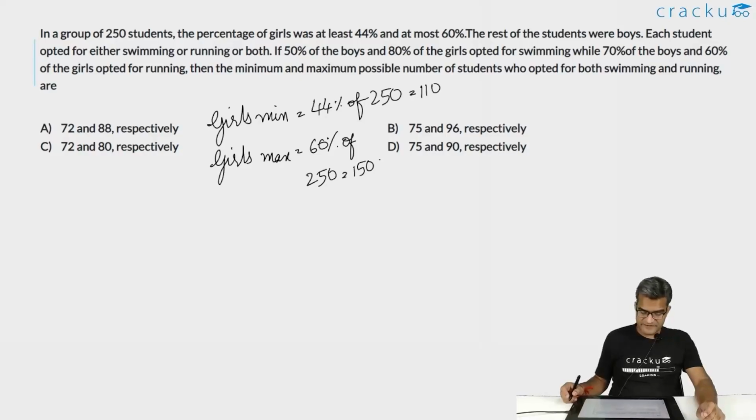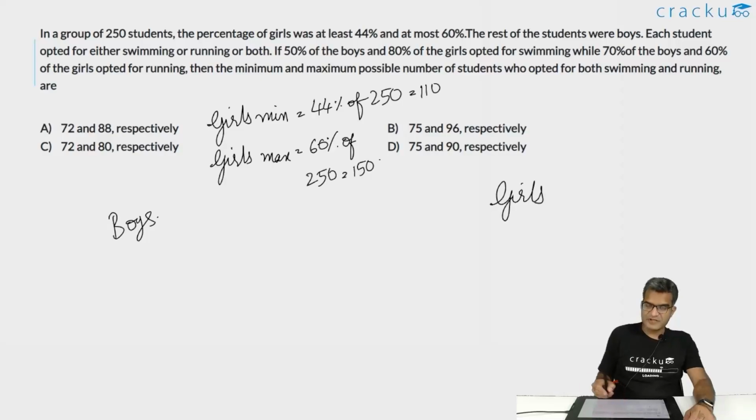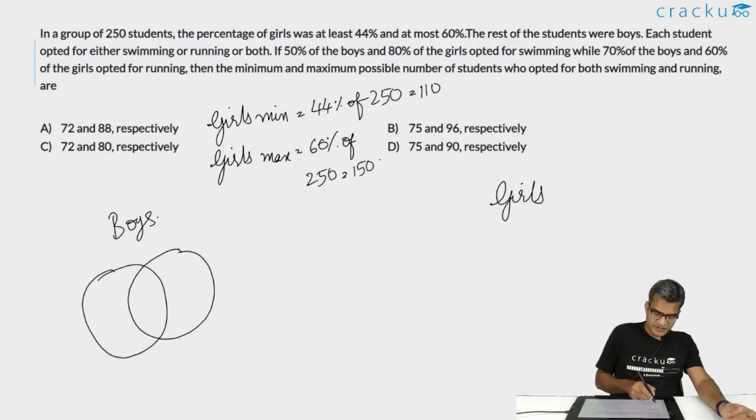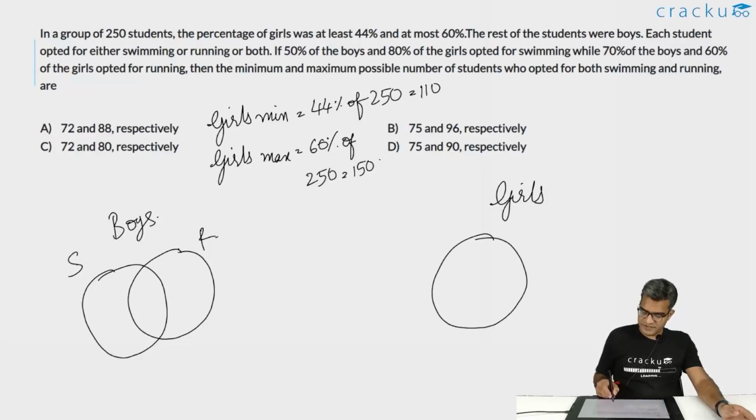We are told that every student opts for either swimming or running or both. So this is basically a Venn diagram. We'll draw the Venn diagram for boys and the Venn diagram for girls. This is a 2-parameter Venn diagram. Every student either swims or runs or does both. So there will be 2 circles, swimming and running, for boys, and for girls also you will have swimming and running.